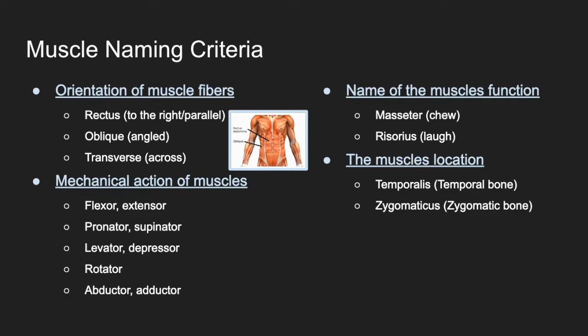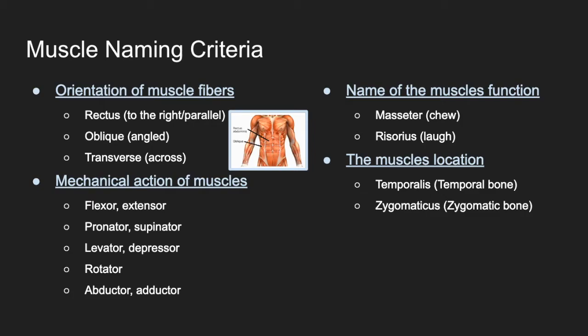So all of these muscle groups work together and they're opposites of each other. And if you can learn that, a lot of times they have similar names too. They're just on opposite sides of the limb or of the body. And then another one is the name of the muscle's function. There's not a ton of these.